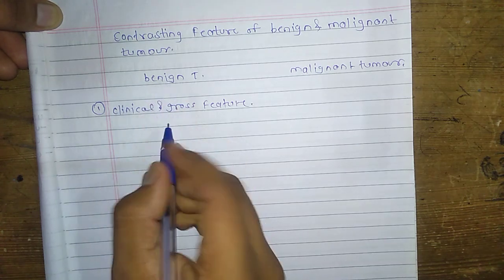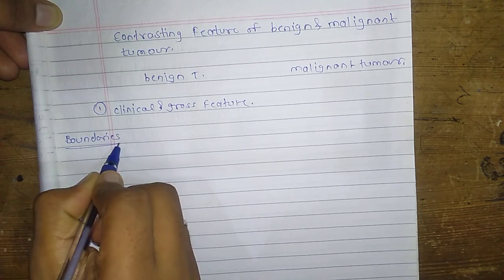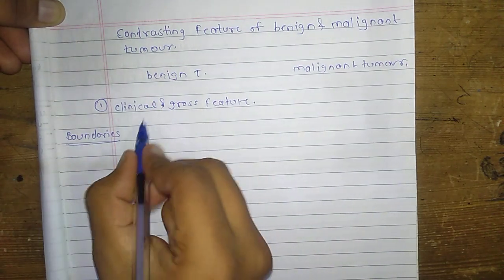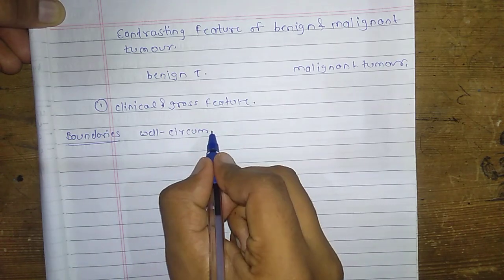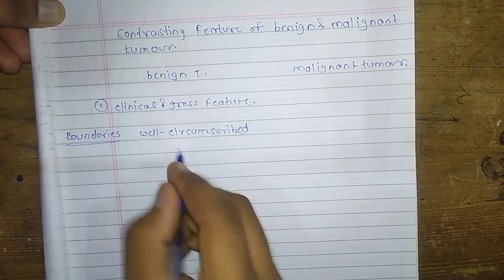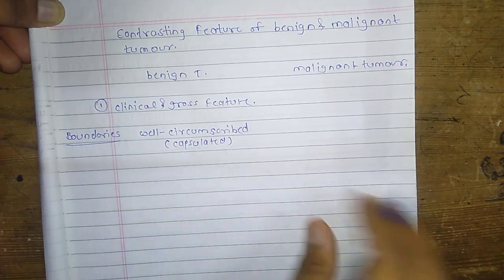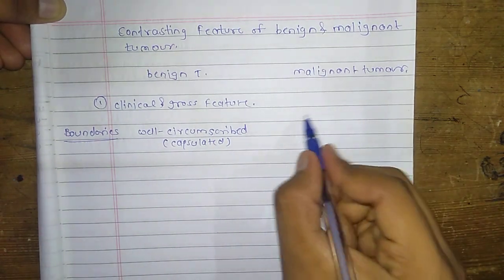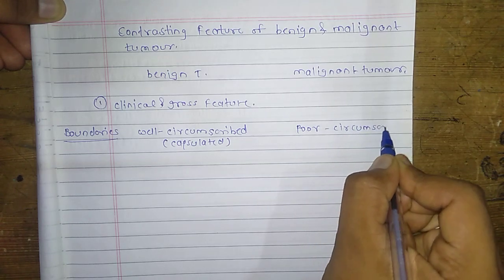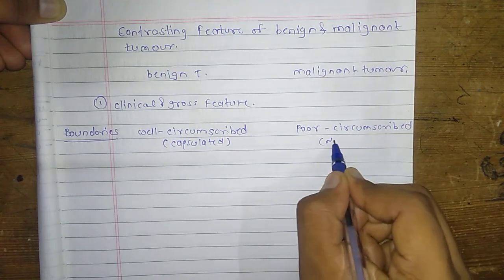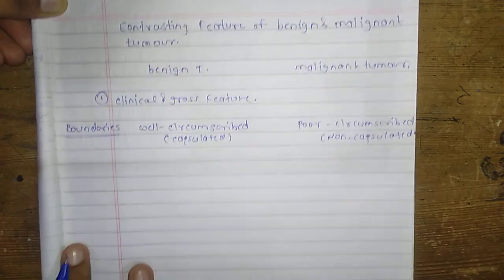In benign tumors, the boundaries are well circumscribed and capsulated, and in malignant tumors, poorly circumscribed and non-capsulated.